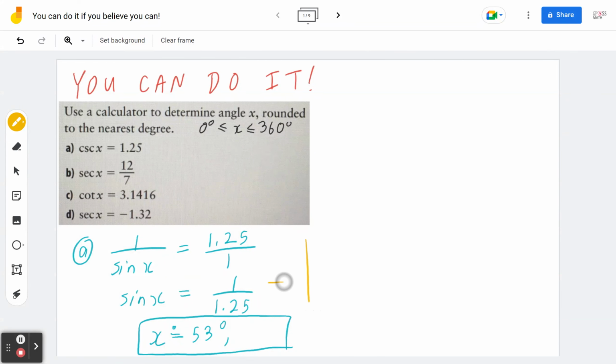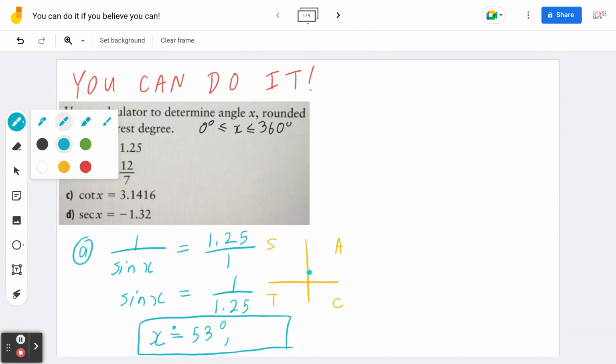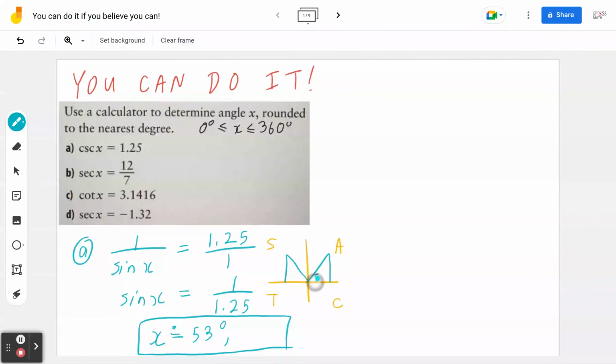Again, the reason why there are two answers is because you have to remember CAST: in the first two quadrants, sine could be positive. So again, we found 53 degrees to be there, which means the second answer, and I'll grab a different color for you, is going to be from here all the way to here. Or you can say 180 minus 53, which is going to be 127 degrees. So again, there are two answers. If you're restricting it within this domain, x is going to be 53 degrees or approximately 127 degrees, just like that.